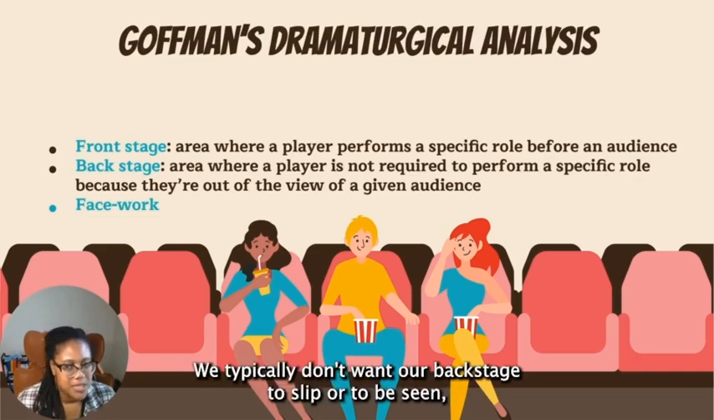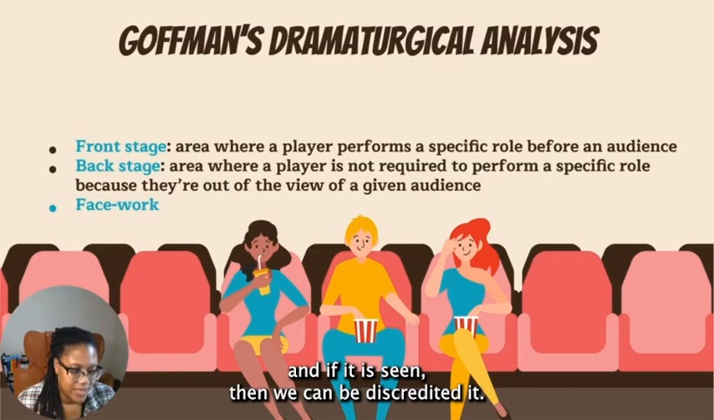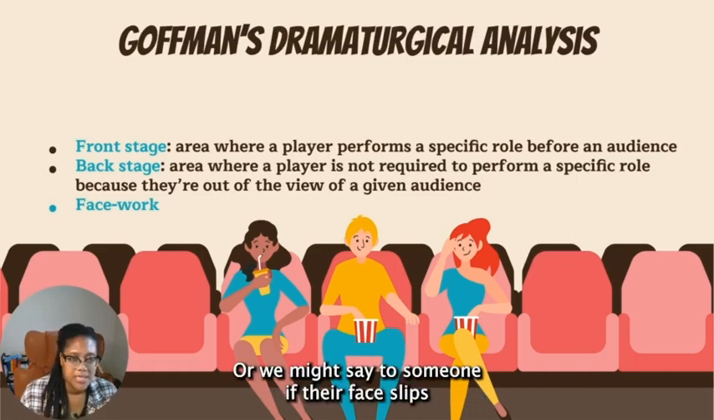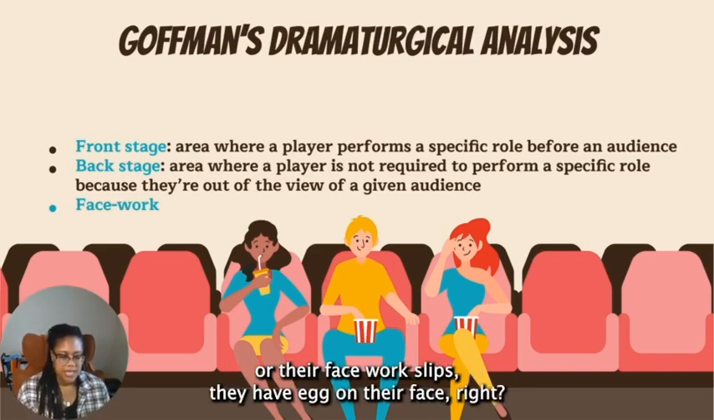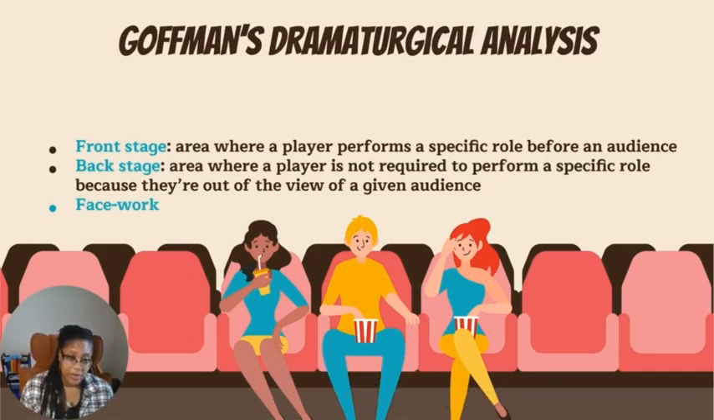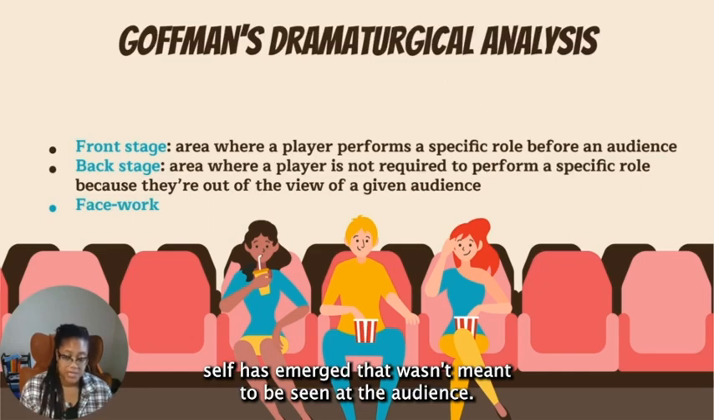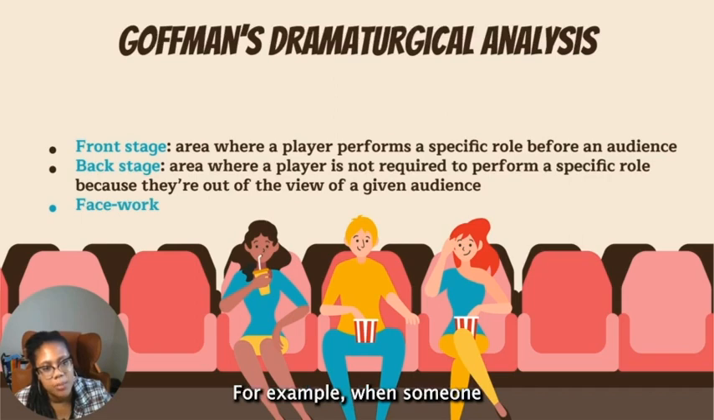When we're front stage, we typically don't want our backstage to slip or to be seen. And if it is seen, then we can be discredited, or we might say that if their face work slips, they have egg on their face, right? Or basically that some backstage self has emerged that wasn't meant to be seen by the audience. So we'll see that this occurs, for example, when someone slips and falls in public, right?